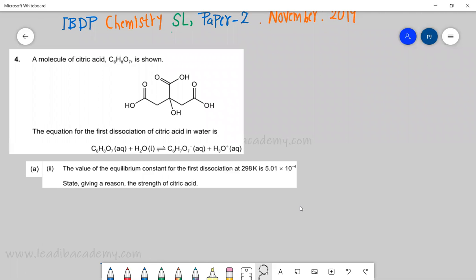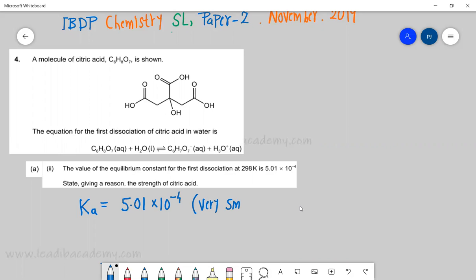Okay, let's look into question number 4A2. The value of the equilibrium constant for the first dissociation at 298 Kelvin is given. So what we have been given is the dissociation constant of an acid. It is given as 5.01 into 10 raised to minus 4. Means very, very small.